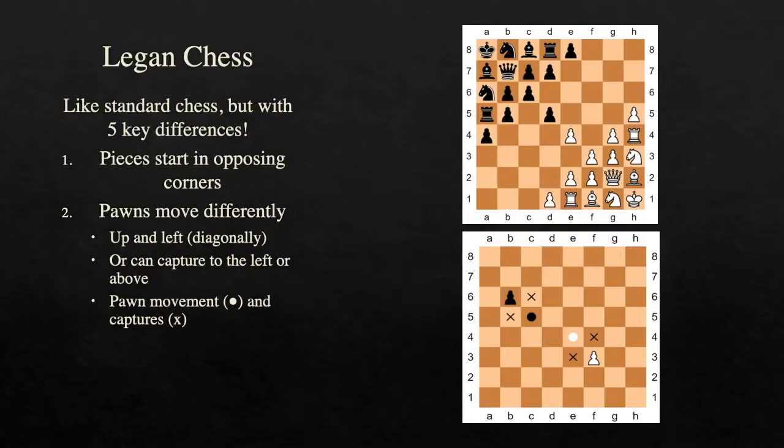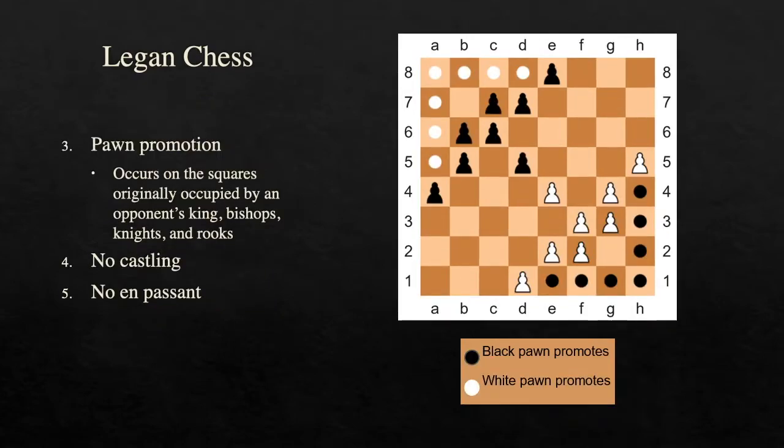I'll begin with a brief explanation of the variant of chess which we implemented, known as Ligand chess. Maybe you've seen this before, but just in case you haven't, Ligand chess is pretty much like regular chess except for a few differences. The pieces start in the corners instead of along the two base rows of the board. Pawns don't move forward, instead they move diagonally, and to capture, they can move up or sideways, as shown in these diagrams we've got here.